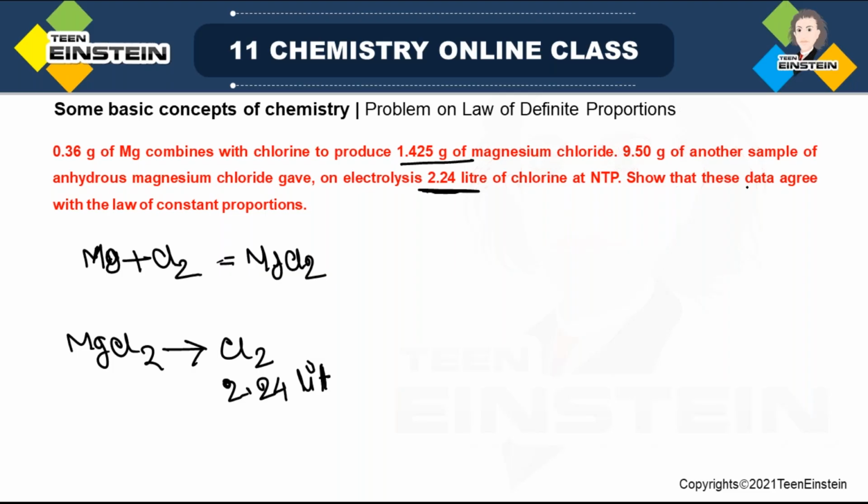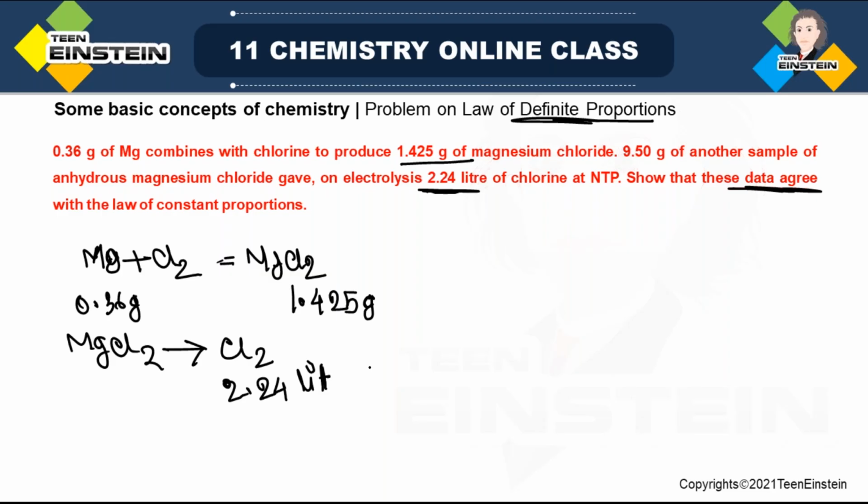We have to show here that the data given in the question agree with the law of constant proportion, which is another name for definite proportion. So this problem is on the law of definite proportion. First reaction, 0.36 gram of magnesium is combining with chlorine, and we are getting 1.425 gram of magnesium chloride. So if we subtract 0.36 from 1.425, you can get the mass of chlorine.